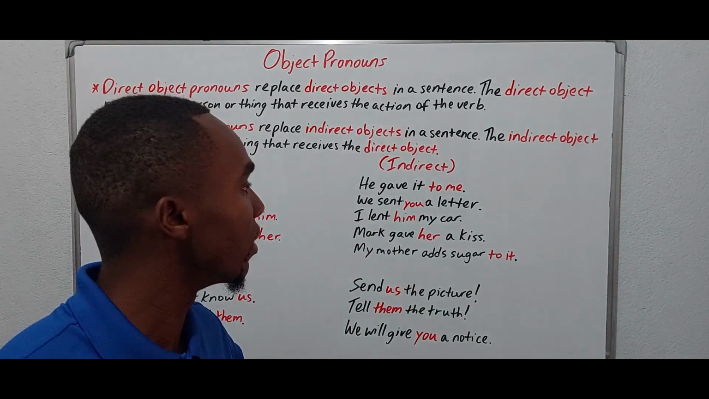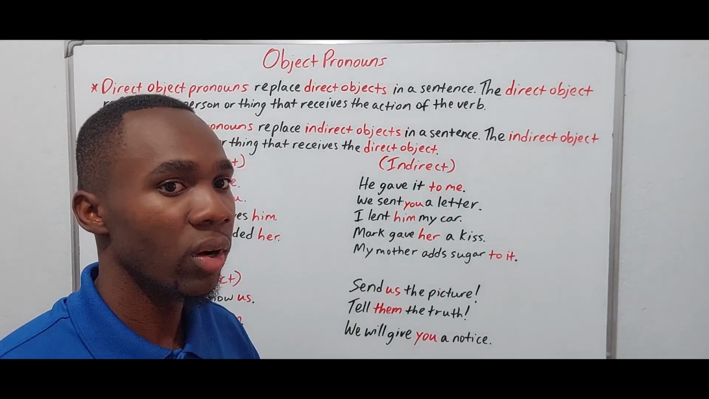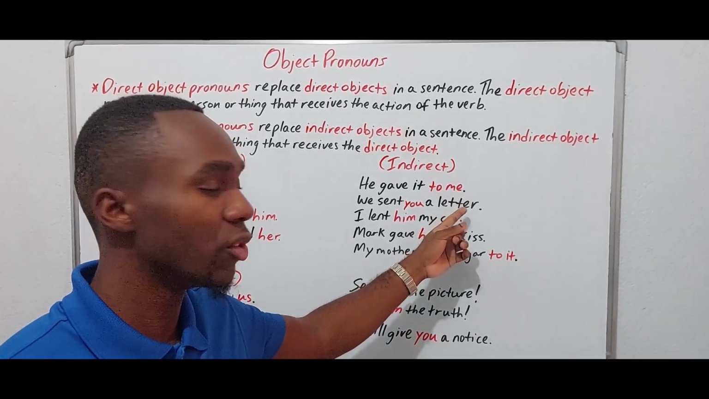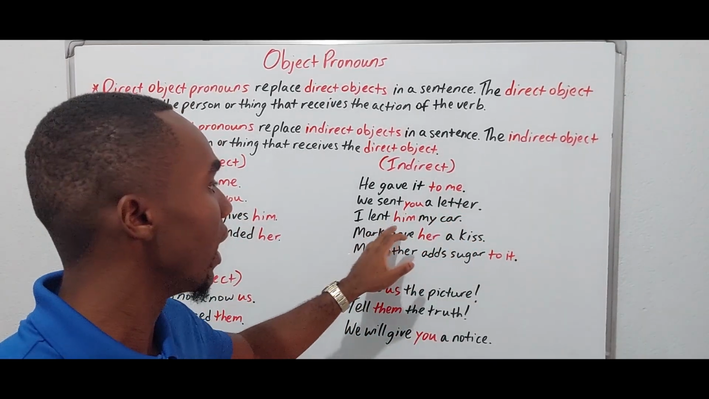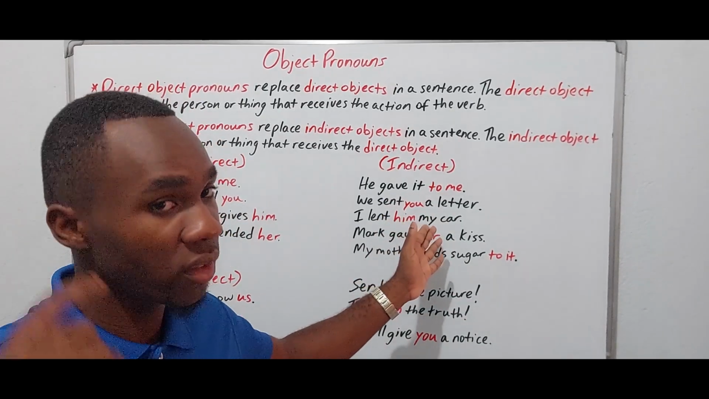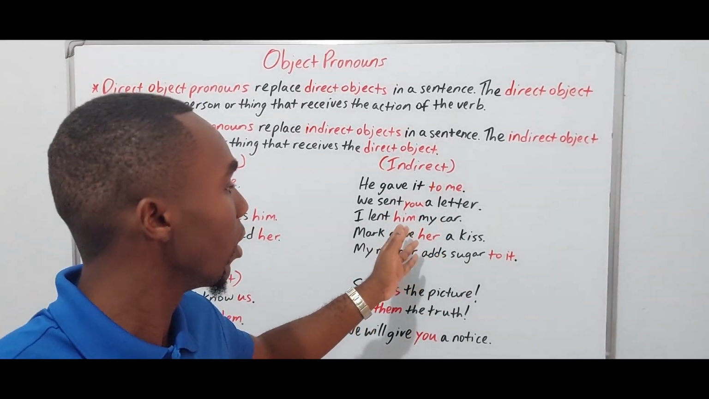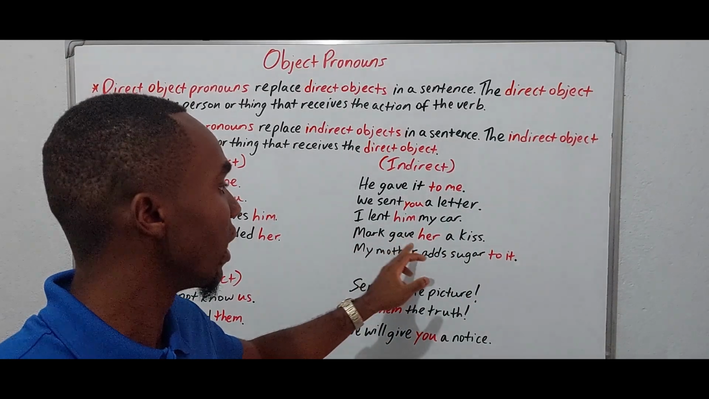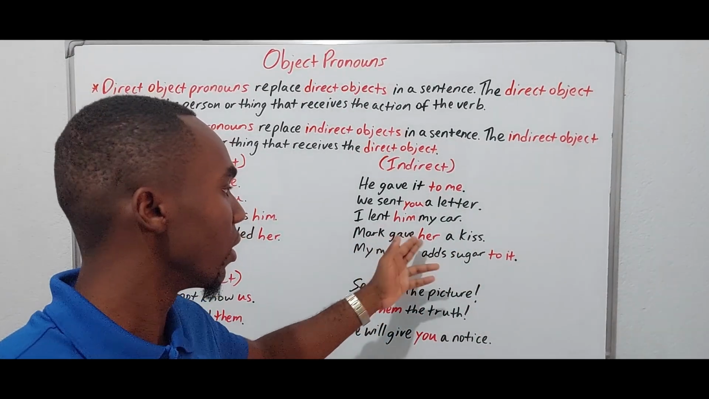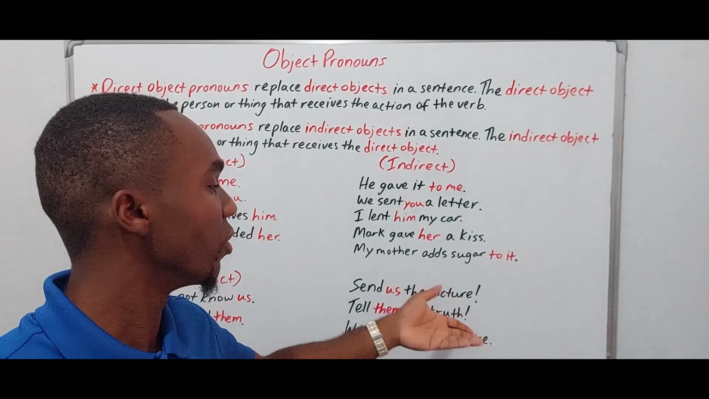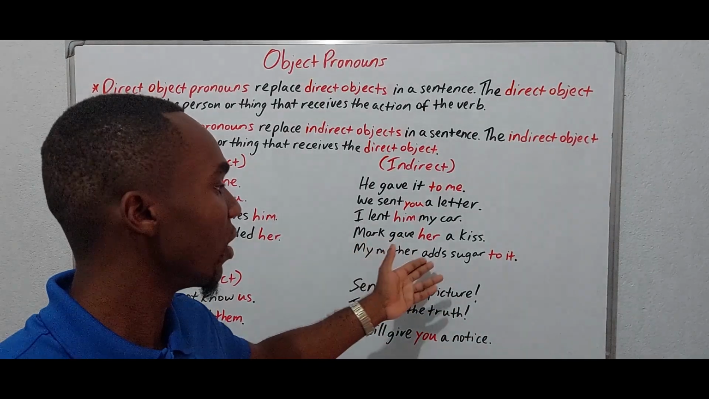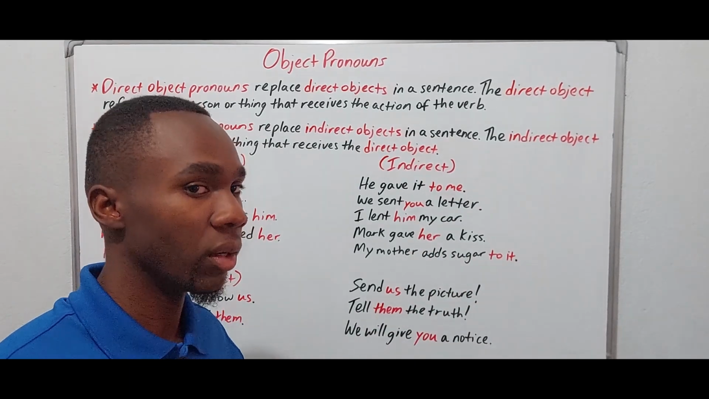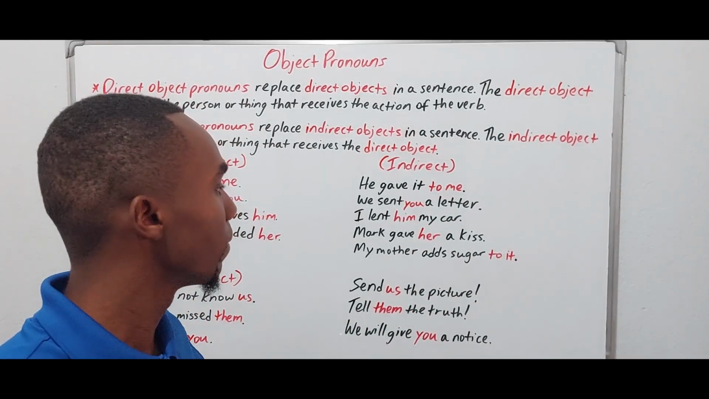We sent you a letter. You, because I am the one receiving the direct object, which in this case would be the letter. I lent him my car. Him would obviously be the indirect object. My car would be the direct object. Mark gave her a kiss. Her would be indirect object pronoun. My mother adds sugar to it. To it would be the indirect object pronoun, right?